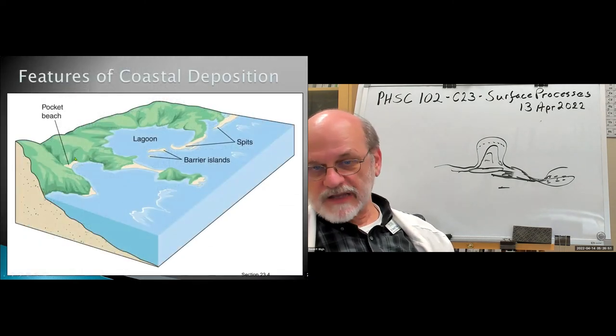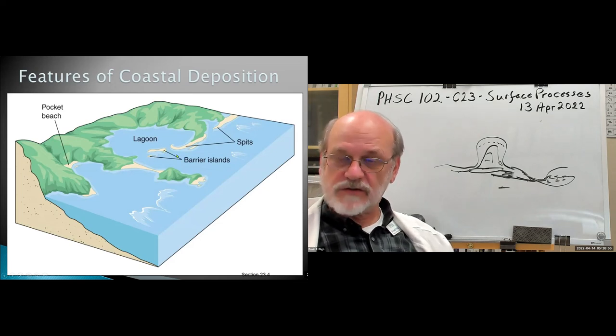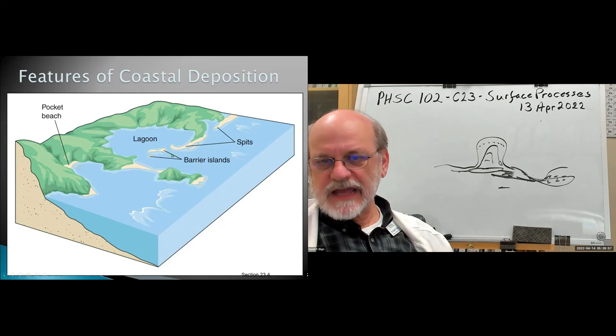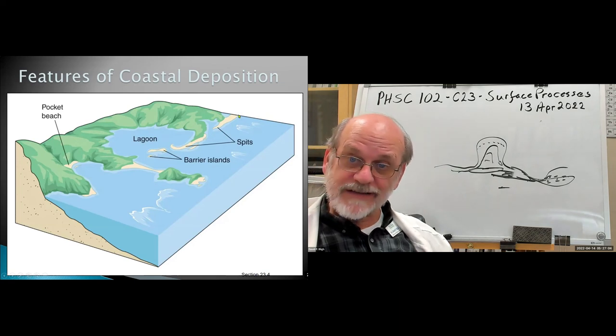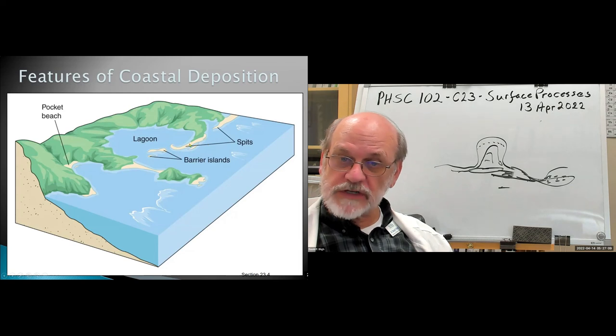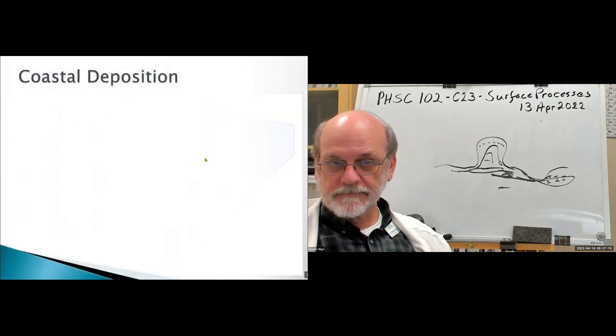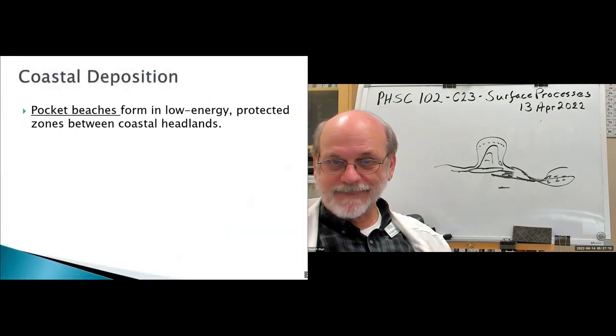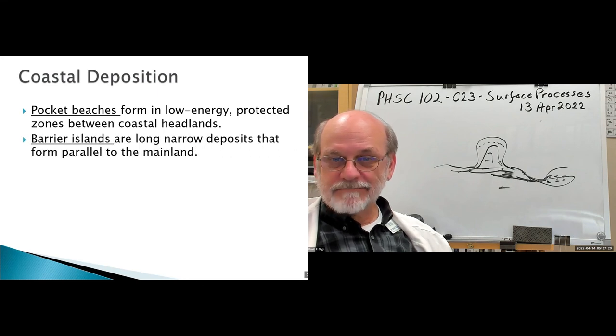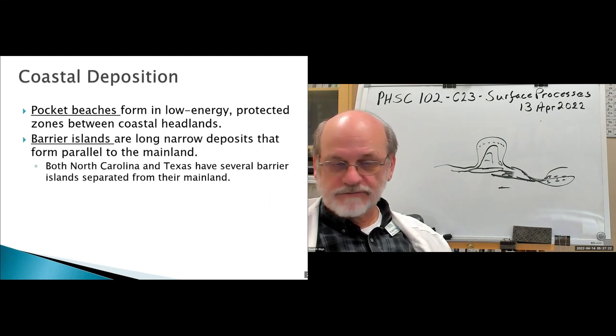Okay, so here's a pocket beach. There's a lagoon that's now encased or partially encased by barrier islands. And then these spits form when, if the current is from right to left, they erode and deposit beyond the irregularity in the landform. Okay. These are just in words what I've described so far.